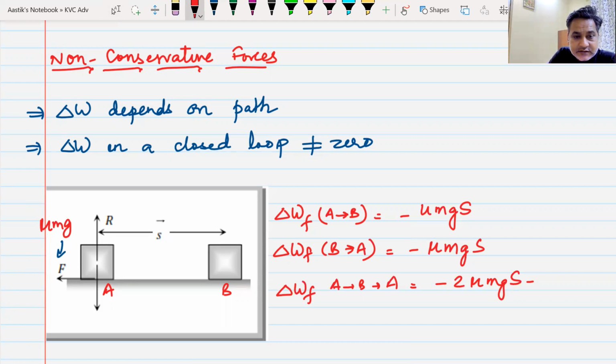We must remember that for conservative forces, work done does not depend on path. For non-conservative forces, it depends on path. Do we understand this? Okay, let us solve this question.